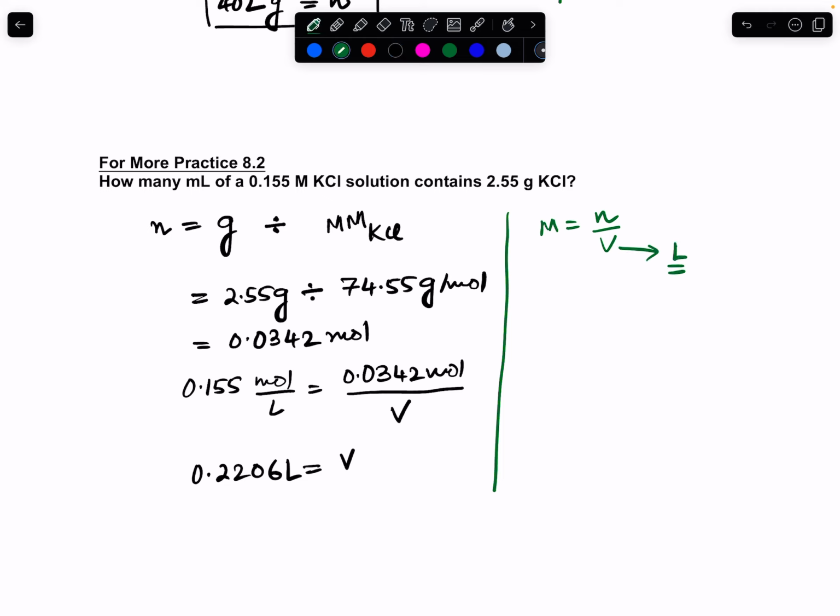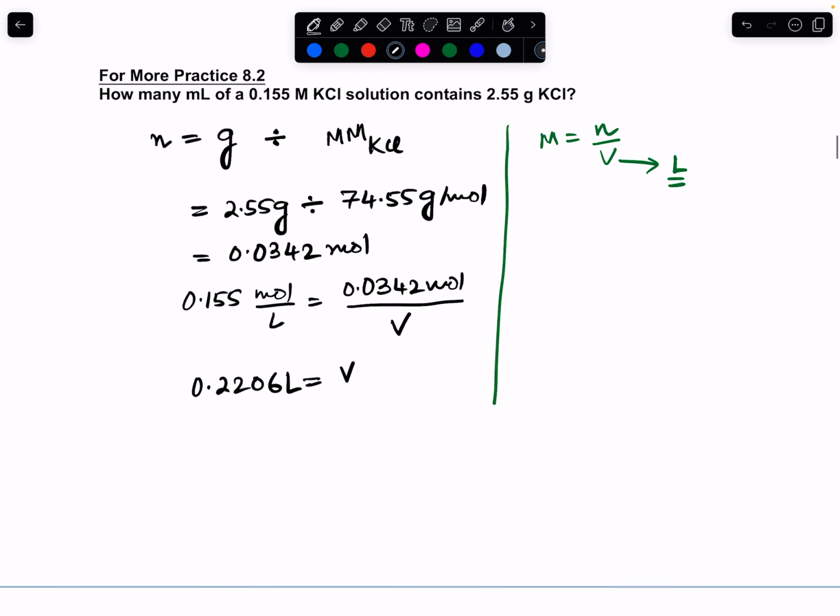Always remember, by definition, this volume is always in liters. So when we use this formula, we always get volume in liters. Therefore, we have to convert those liters into milliliters because it's asking us how many ml. We can do that very easily by doing 0.2206 liters times 1000 ml per 1 liter, which gives us 221 milliliters, after correcting for significant figures. There you have it.